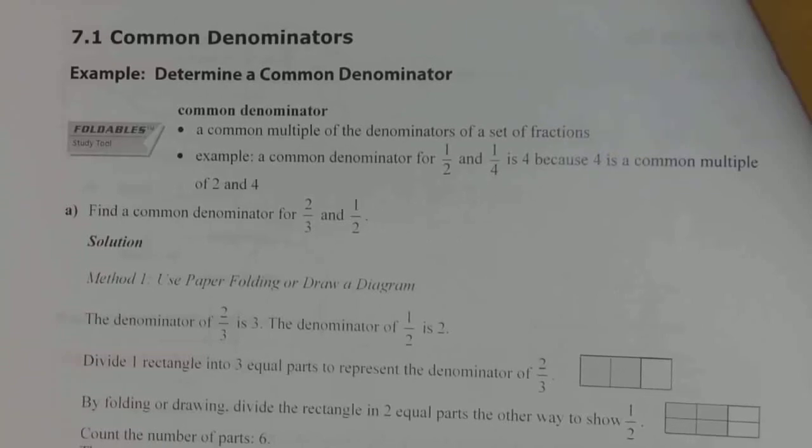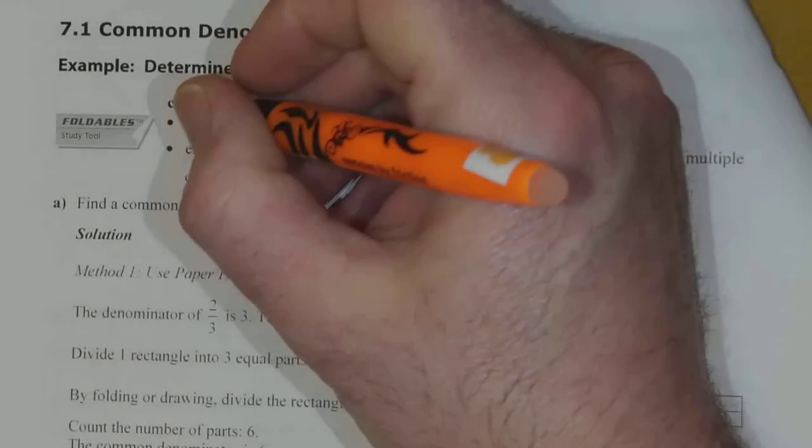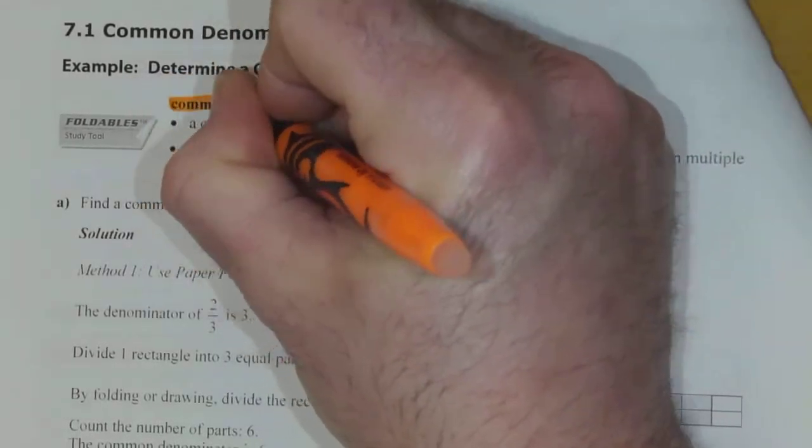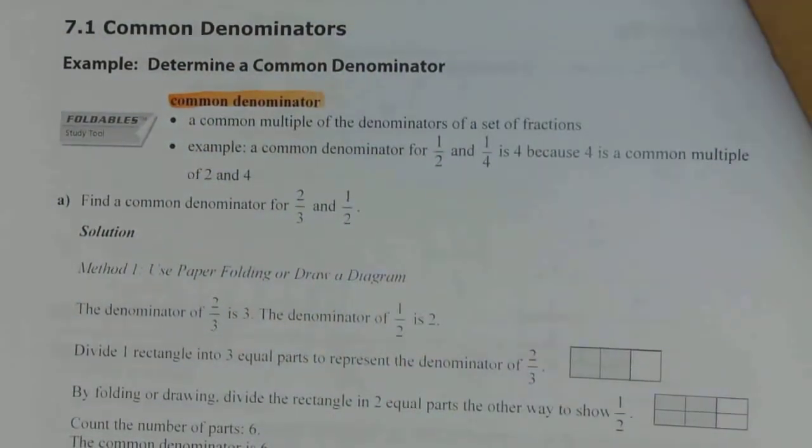Common denominators. We're going to start with an example determining a common denominator. So let's look and see what a common denominator actually is. It is a common multiple of the denominators of a set of fractions. So that's a lot of words, but if you've got a couple of different fractions and you want to find a common denominator, you look at the denominators of the fractions you have, and then you're going to figure out a common multiple for those denominators.